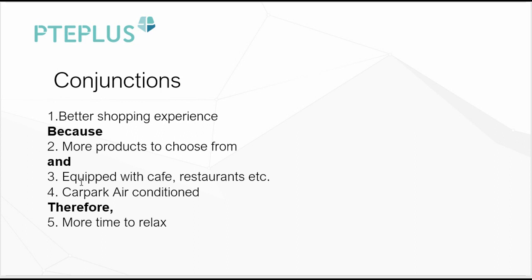So if we were to split everything up, like shopping centers are better because it's a better shopping experience, shopping centers are better because there are more products to choose from, shopping centers are better because they're equipped with cafe, shopping centers are better because they have restaurants. That's an example of something that's not very coherent, right? And by using these sort of conjunctions, we're able to add coherence as well as just make our language seem a bit more fluent.